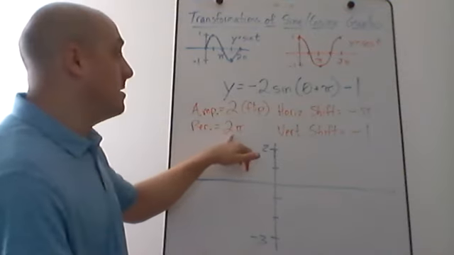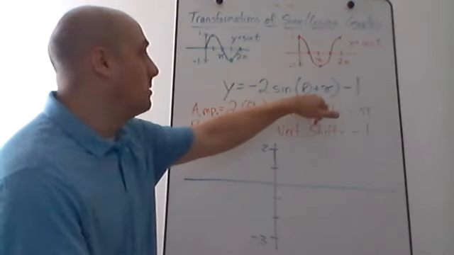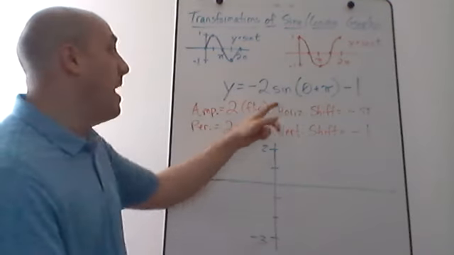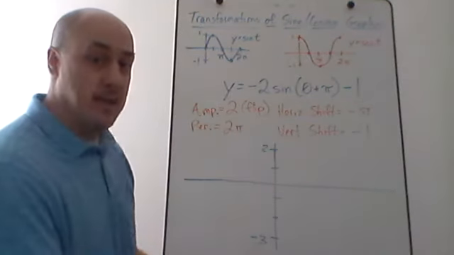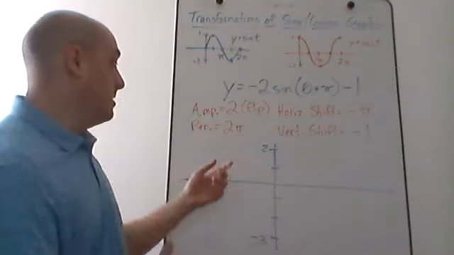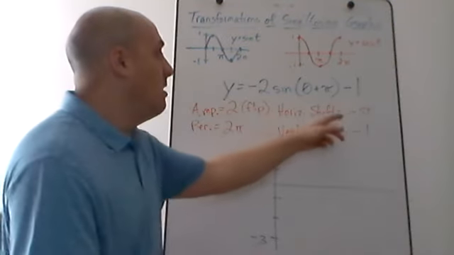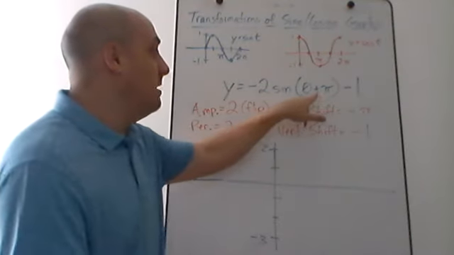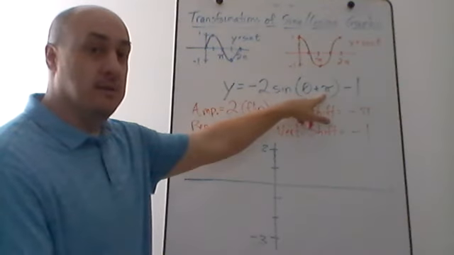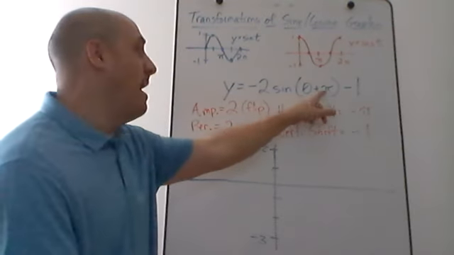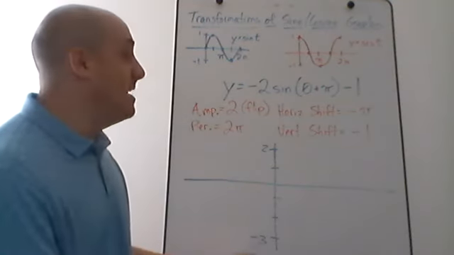All right, the period is going to be 2 pi. There's no number here multiplying my theta, multiplying my variable. Remember, the period is 2 pi divided by whatever number is multiplying there. There's nothing there, so it's just going to be 2 pi, right? The normal period for the sine function. The horizontal shift is going to be -pi, right? That's the number added or subtracted to the variable inside the function. And remember, it's the opposite sign. So this plus pi means my horizontal shift is actually going to be -pi.